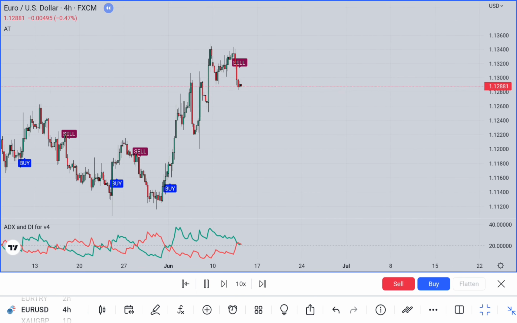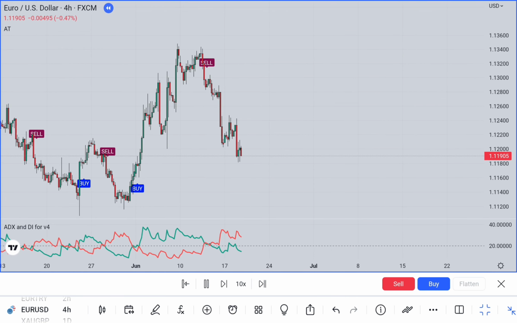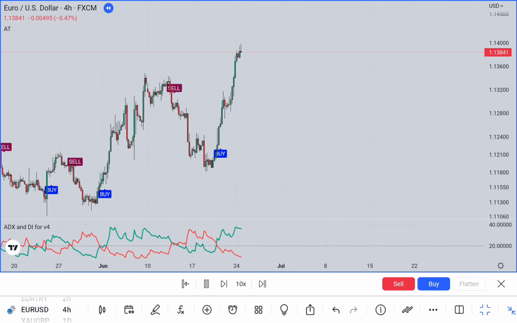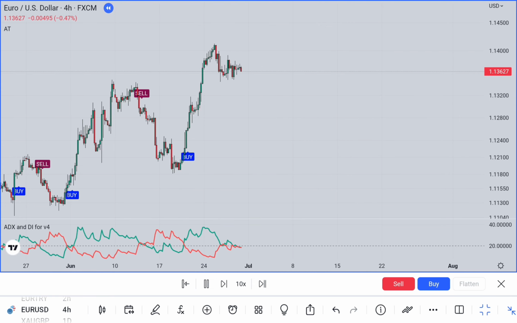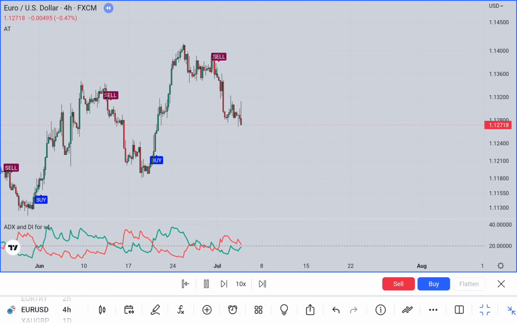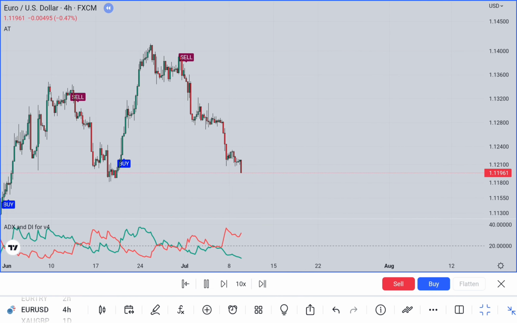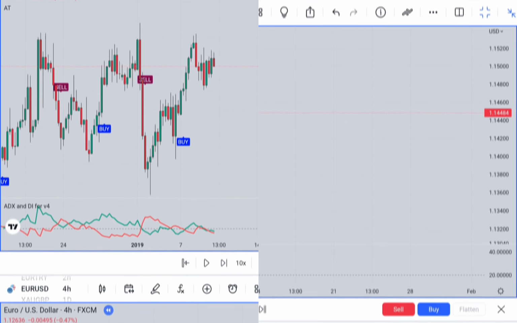If the green line is above and the red line is below, there is a bullish market pressure. If the red line is above the green line, there is a bearish market pressure. Now let's see a few trades and reinforce the topic.